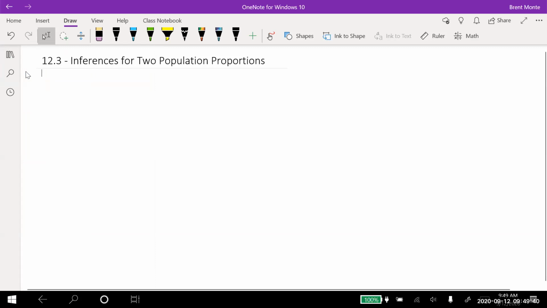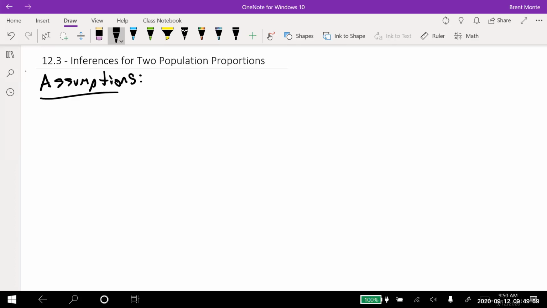Inferences for two population proportions. Okay, so now I'm comparing two populations and seeing if their proportions are the same, just like I did with means in the last chapter. So again, we'll go back. What are the assumptions? Well, the assumptions: one, simple random samples. And two, independent samples.